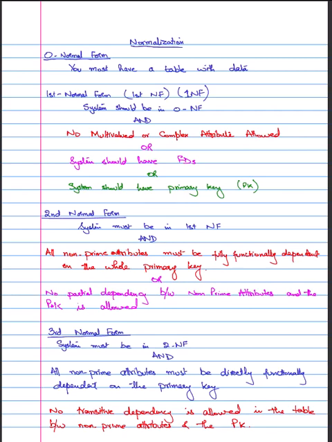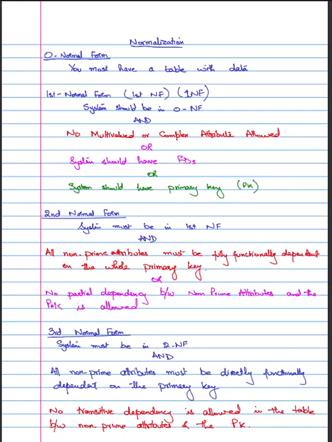Normalization increases the efficiency of queries, or we can say it becomes easier for a developer to retrieve data from a table using queries. So there are a few normal forms. The first is the zero normal form. Here you must have a table with data.